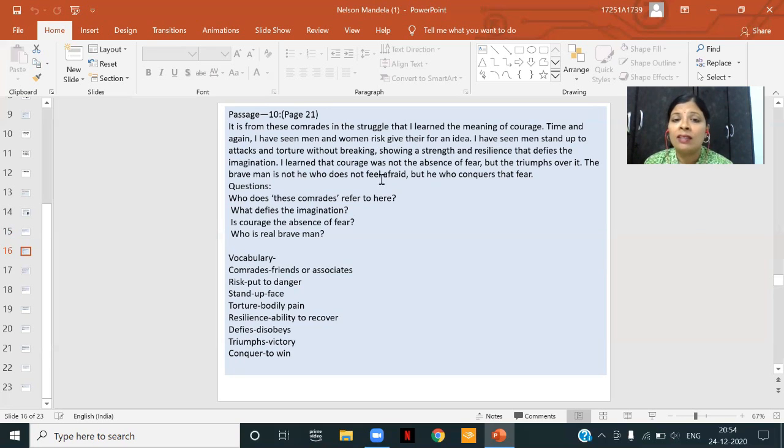He states that courage is not the absence of fear, but something that is triumph over fear. See, children, all the men are afraid, right? Everybody is afraid, but successful is the person who is able to conquer his own fear. So, Nelson Mandela says the brave man is not he who does not feel afraid, but he who conquers it. So Nelson Mandela says a person can be courageous only if he can overcome his fear and be successful.